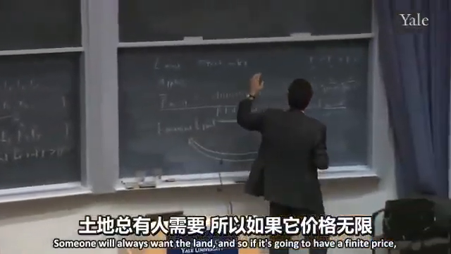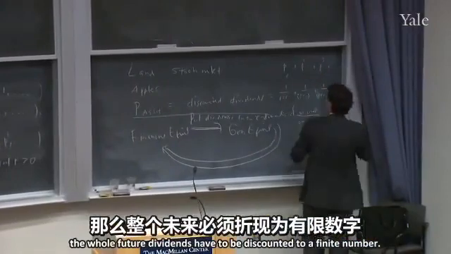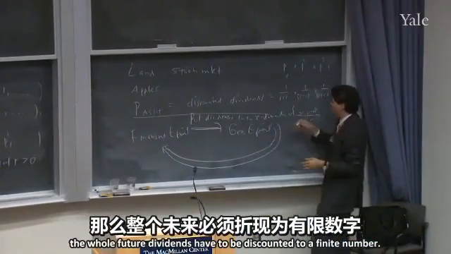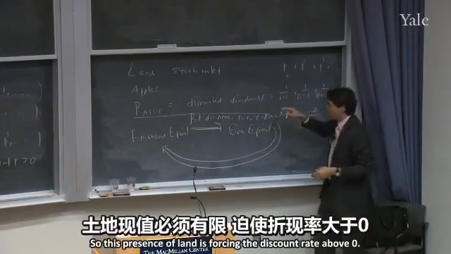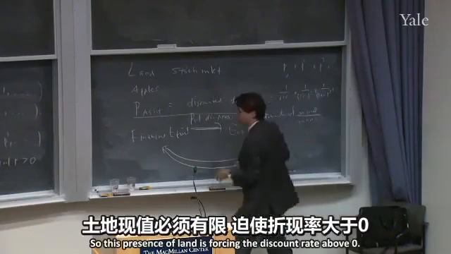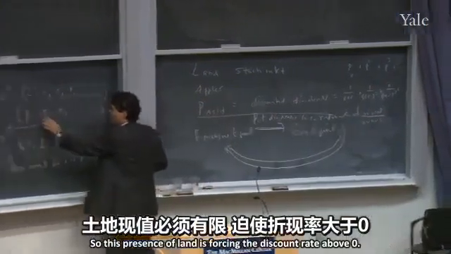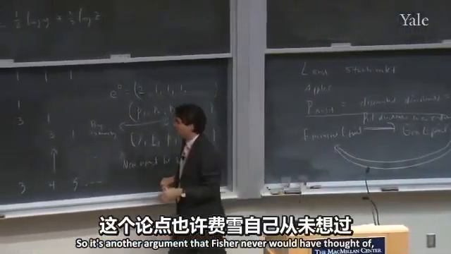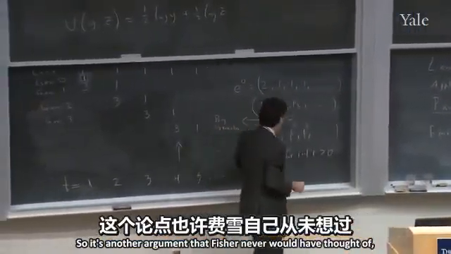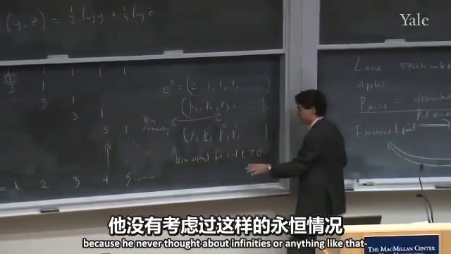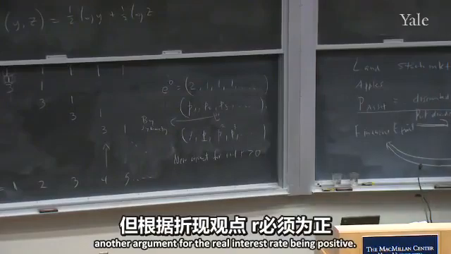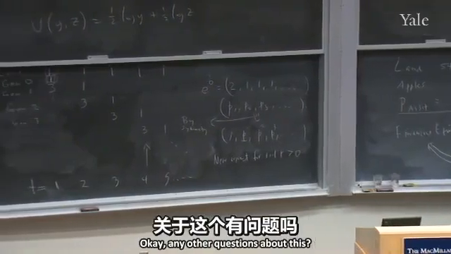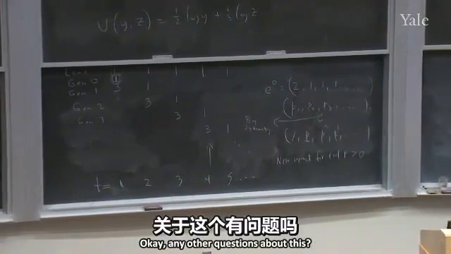And so if it's going to have a finite price, the whole future dividends have to be discounted to a finite number. If you put 0 in here for r, you get infinity. So this presence of land is forcing the discount rate above 0. Okay, so that's another argument that Fisher never would have thought of, because he never thought about infinities or anything like that. Another argument for the real interest rate being positive. Okay, any other questions about this?